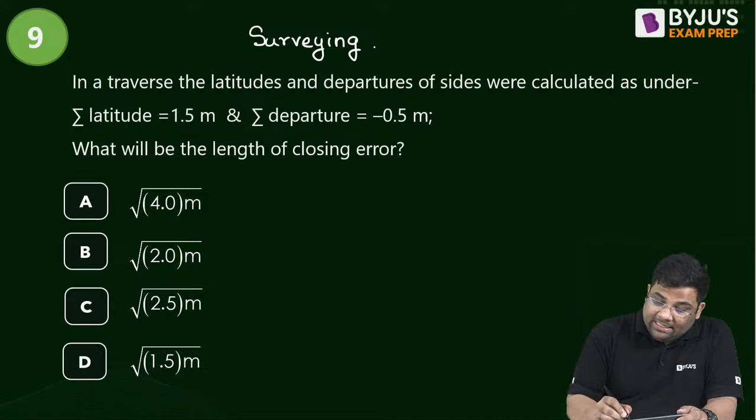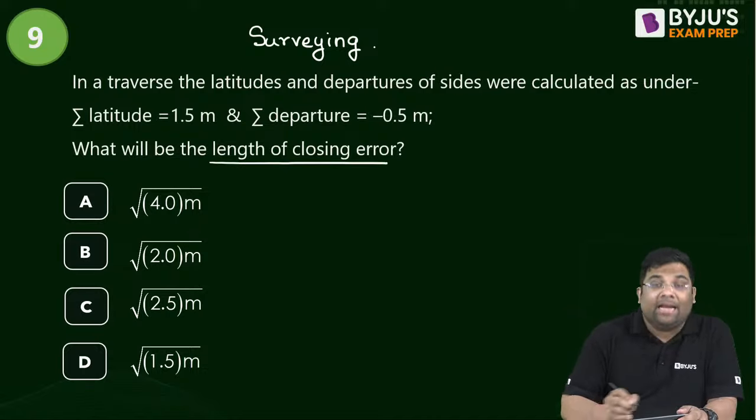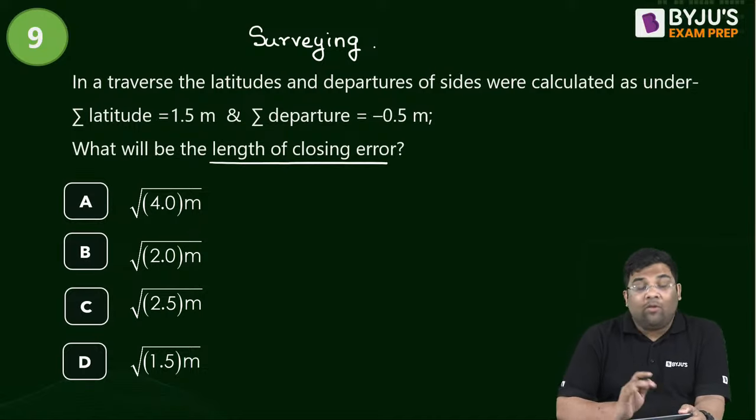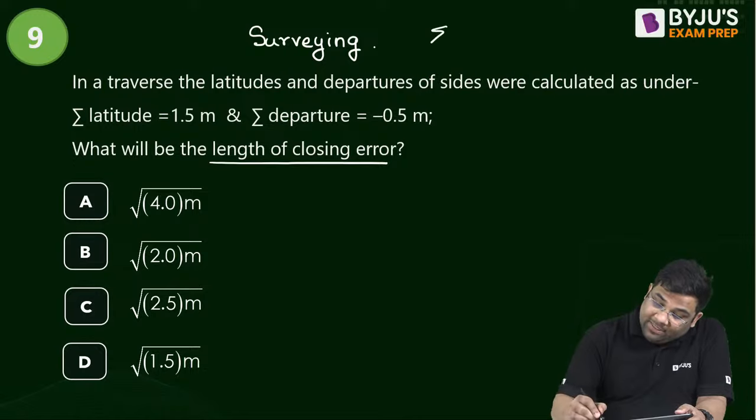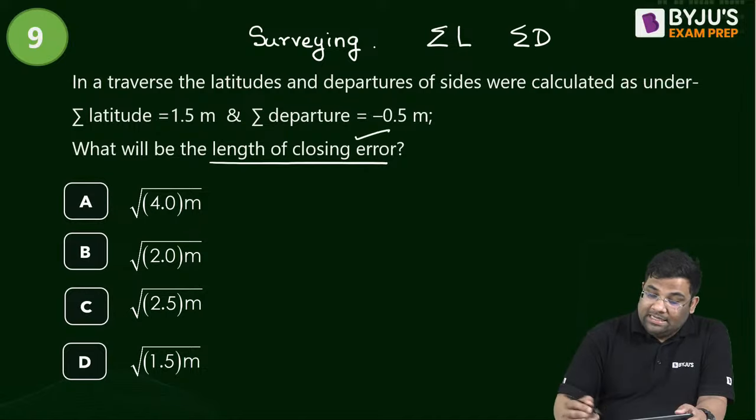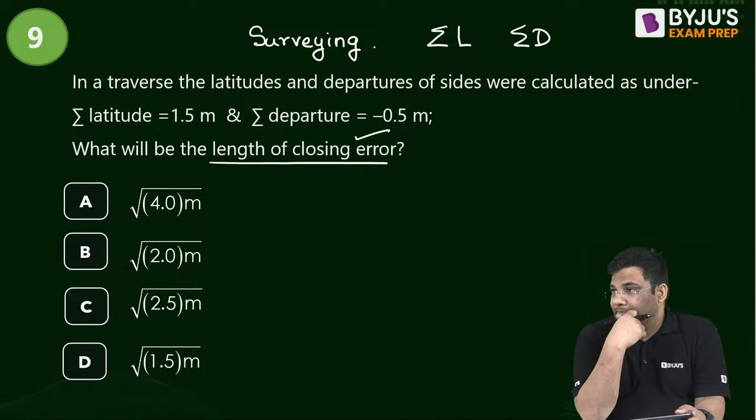So, what is the length of the closing error? The summation of latitude is given. And the summation of departure is given. What is the length of the closing error? Tell me.